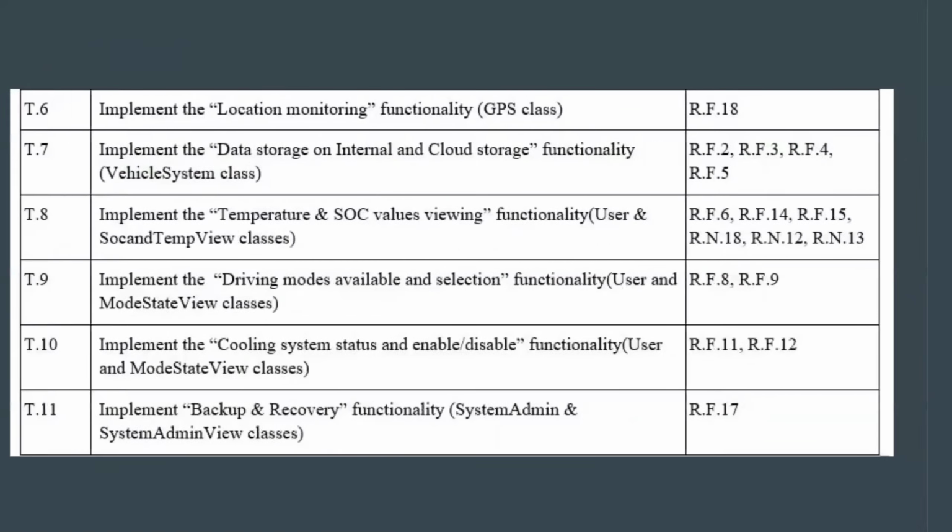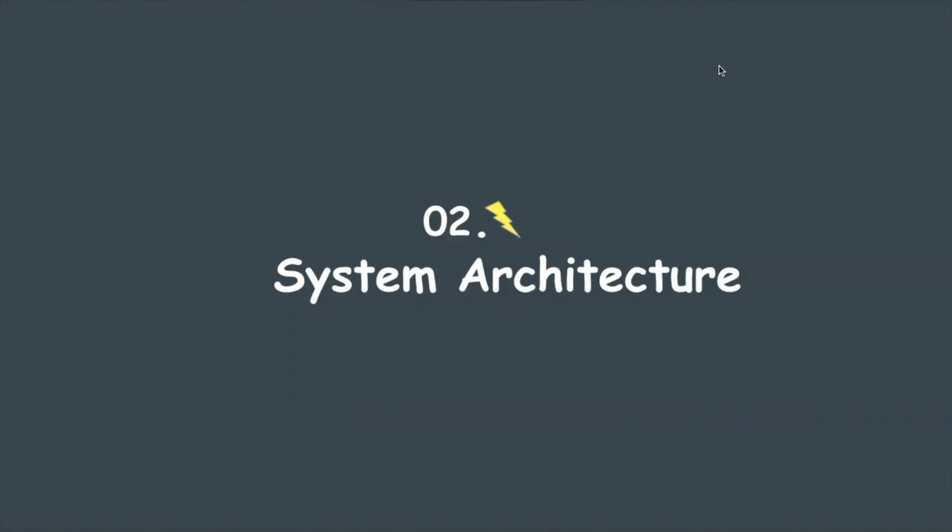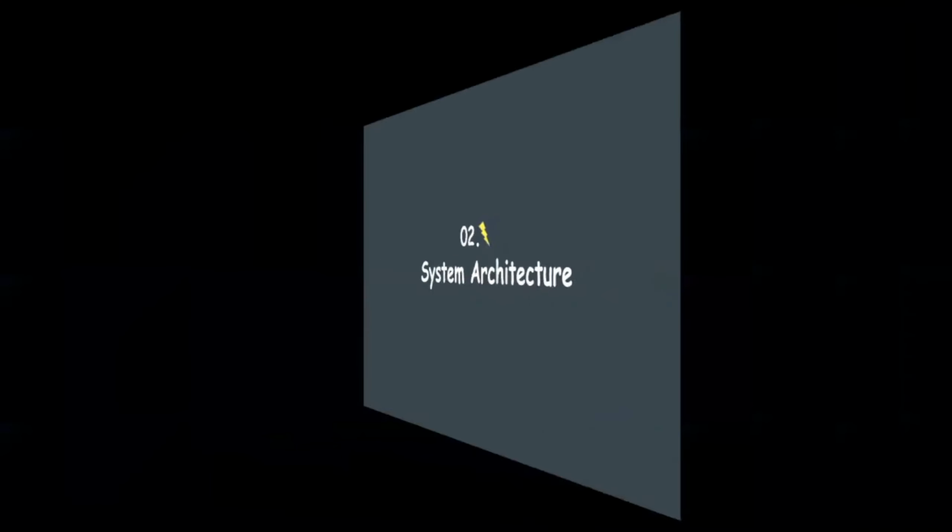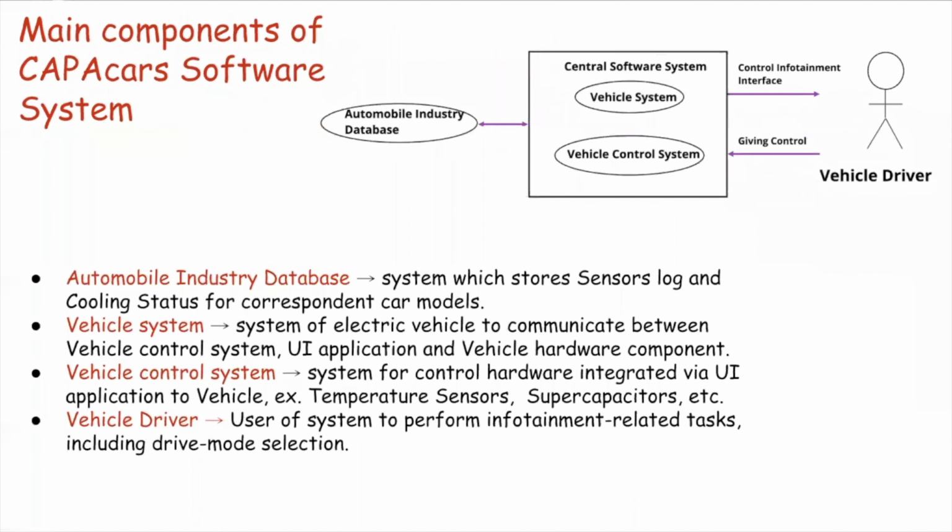Now let's talk about system architecture and the blueprint of our software system. Let's talk about the major components of Kappa cars. There's an industry database, which stores the sensors log and the cooling status. There's also a vehicle system, which is communicating between vehicle control system, UI application, and the hardware components. There's also a control system, which is integrating via UI application to the vehicles. And of course, there's a driver, which is performing infotainment-related tasks.